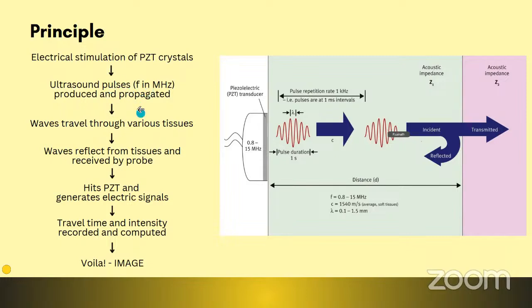So these produced pulses would propagate through the tissues. We have multiple layers of the skin, subcutaneous tissue, muscles, etc. Right? So from this transducer, from this probe, these pulses would move across the tissue. And since there are multiple tissues, let me give you an analogy.